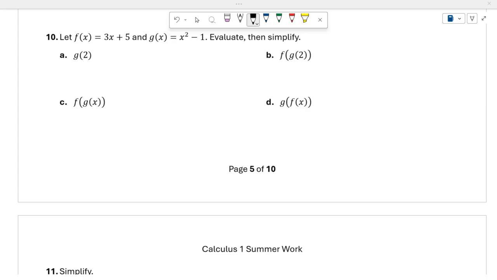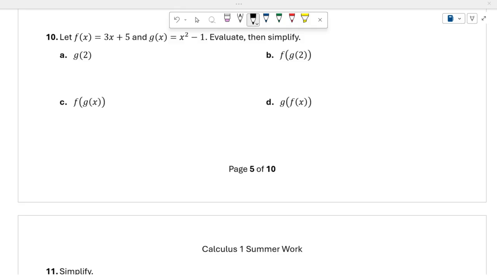So question number 10 says, let f of x equal 3x plus 5 and g of x equal x squared minus 1. Evaluate, then simplify. For 10a, we're being asked to evaluate g of 2. Pretty straightforward, just an evaluation of the function. This only deals with the g function.